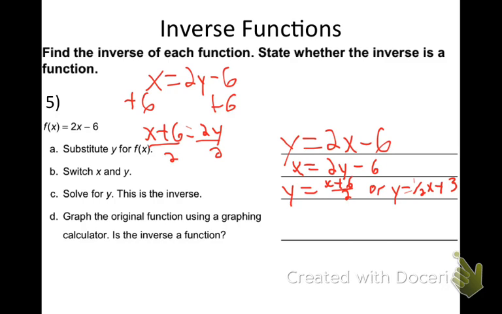Does everybody see why I get the 1/2 x plus 3? When I had the x plus 6 all over 2, I just divided each part by 2. So 6 divided by 2 is 3, and 1x divided by 2 is 1/2 x. So that is my inverse.